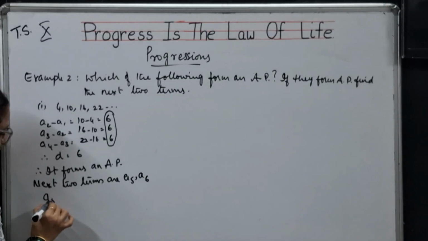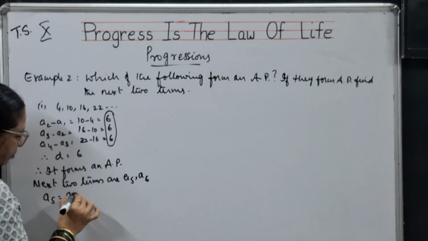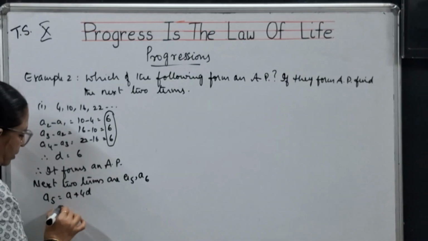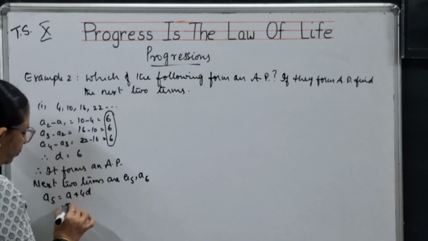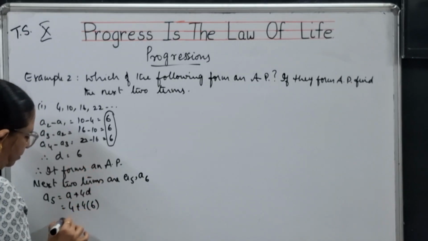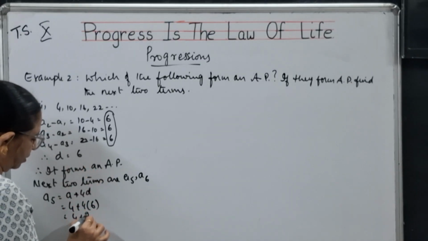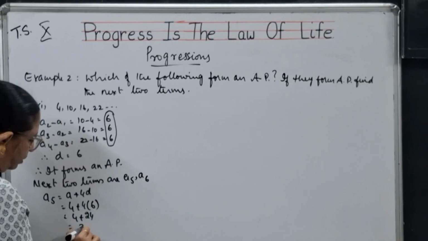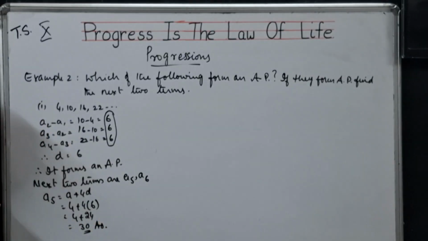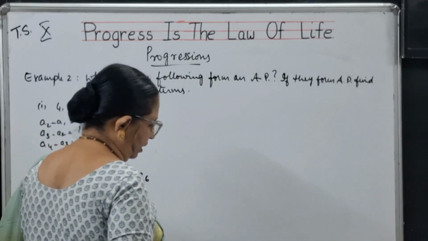So what is A5? A5 is A plus 4D, 5 minus 1, 4D. Directly we can use it. A is how much? 4 plus 4 into what is common difference? 6. That is how much? 4 plus 24. That is 30, the next term, A5. Okay. Now, next.